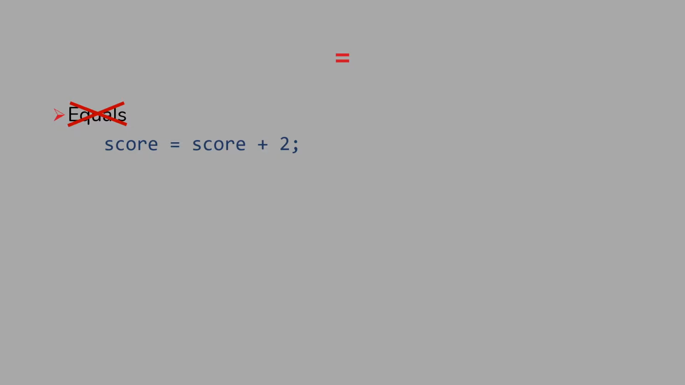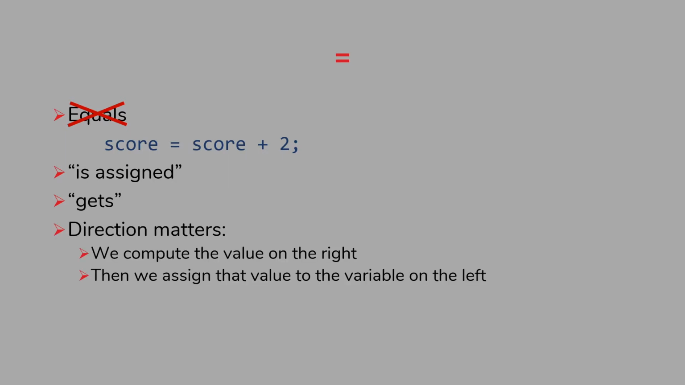Instead, use something like score is assigned score plus 2, or score gets score plus 2. That will help you remember that this isn't a comparison, it's an action. It will also help you remember that direction matters. We're going to compute the value on the right and then put that value into the location on the left.